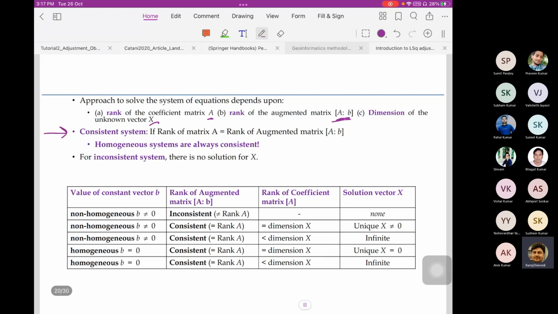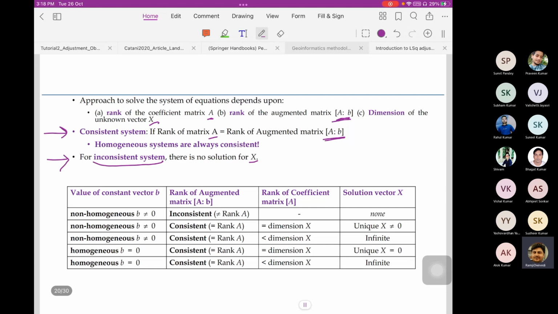So we have two sets of system: the consistent system and the inconsistent system. The consistent system says the rank of matrix A is equal to the rank of the augmented matrix, and homogeneous systems are always consistent. For an inconsistent system, there is no solution for X. Then we talk about how it can be categorized further.